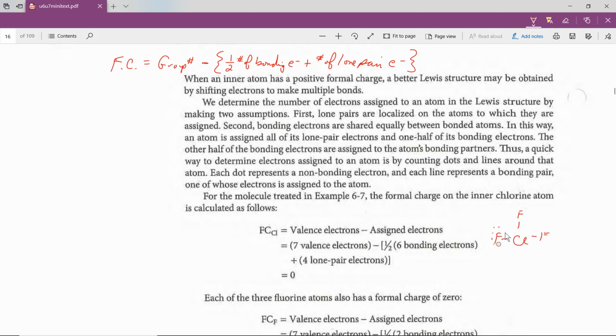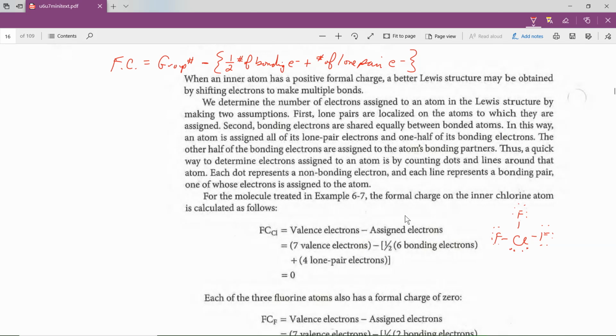Okay, put the lone pairs on the fluorine, and then I had some lone pairs on the chlorine. So the formal charge on the chlorine is 7 minus a half of the number of bonding electrons. There were 6 bonding electrons and 4 lone pairs. So 7 minus (3 plus 4). So 7 minus 7 is 0.